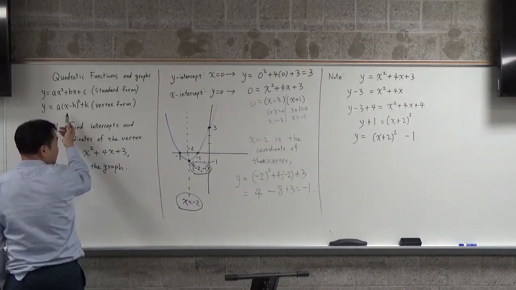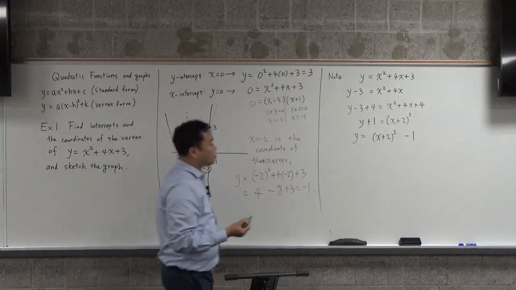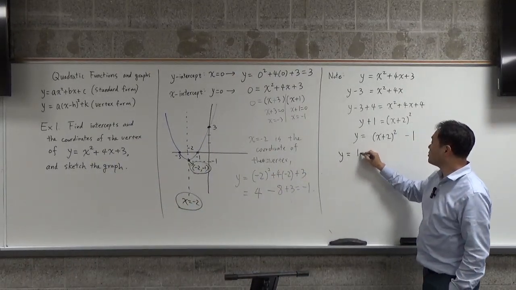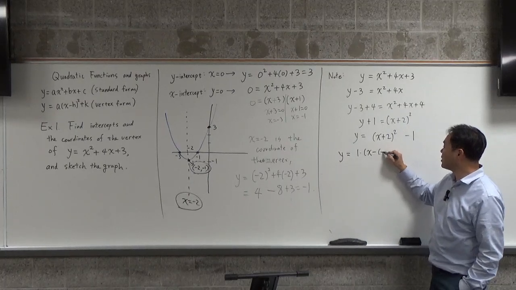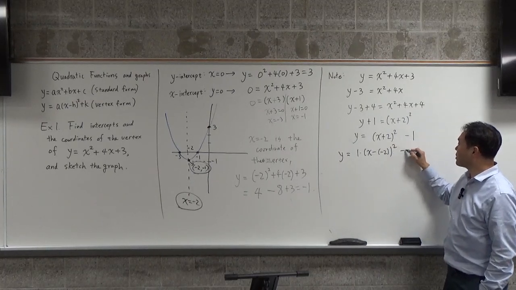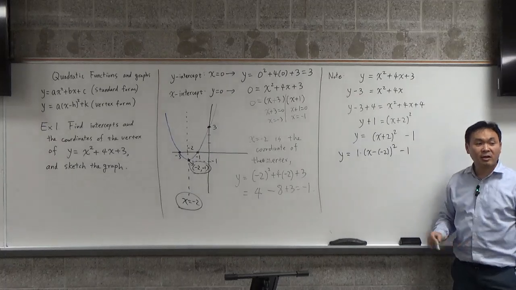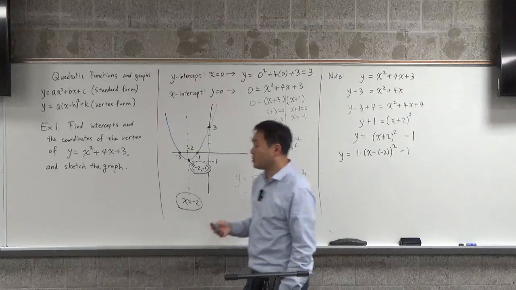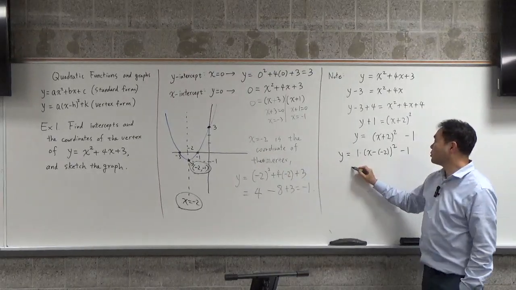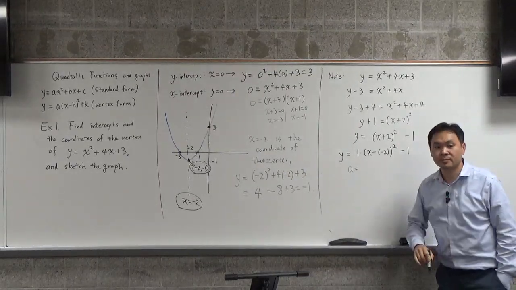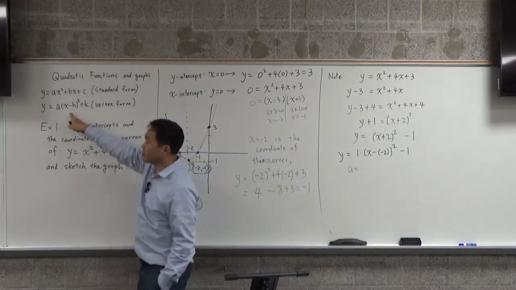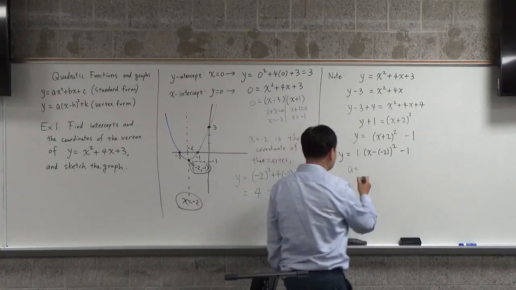Since it doesn't look quite like this one, let me try to rewrite this in the following form. I want to write it as 1 times x minus negative 2, squared, minus 1. Now compare this with this vertex form and tell me what a is. Compare this with this. Okay? a is 1, right? a is 1.